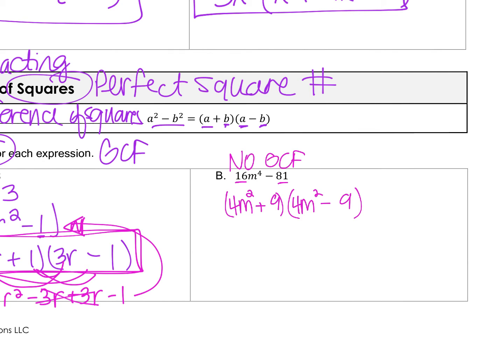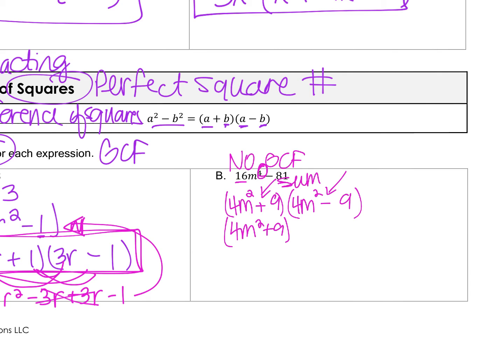Okay, so after I factored my difference of squares, I need to look. Anytime I'm taking the square root of a 4th power, I'm going to end up with another squared term. So it could possibly be a difference of squares again. We cannot factor sum of squares, but we can factor difference of squares. So I'm rewriting 4m squared plus 9, because that's sum of squares. I cannot factor it. There's not two things that I can multiply together to give me 4m squared plus 9.